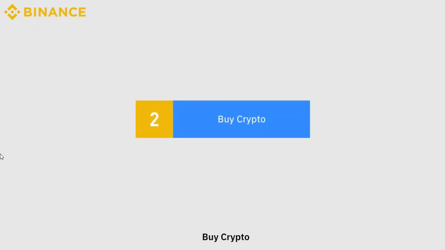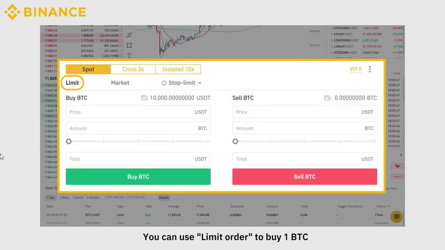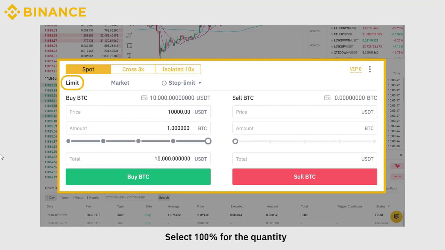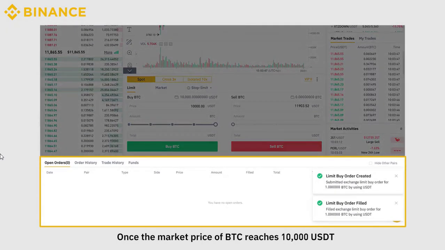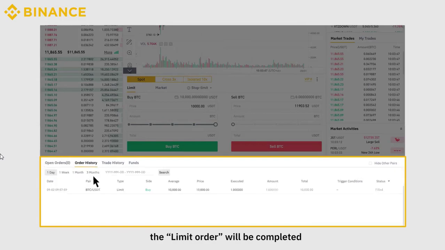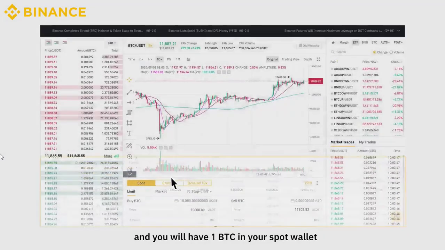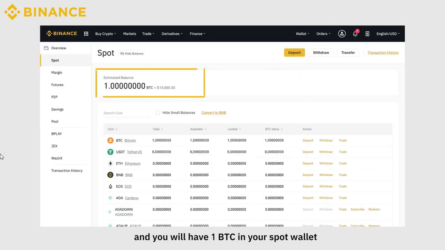Buy crypto. You can use limit order to buy 1 BTC. Insert 10,000 USDT for the price. Select 100% for the quantity. Once the market price of BTC reaches 10,000 USDT, the limit order will be completed, and you will have 1 BTC in your spot wallet.